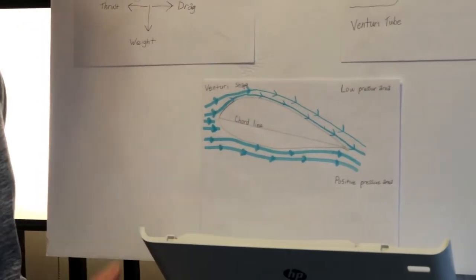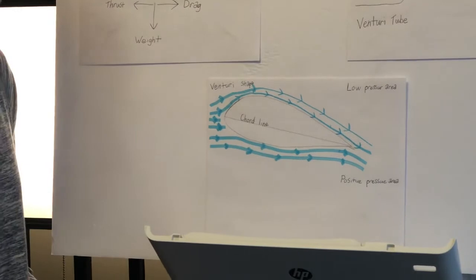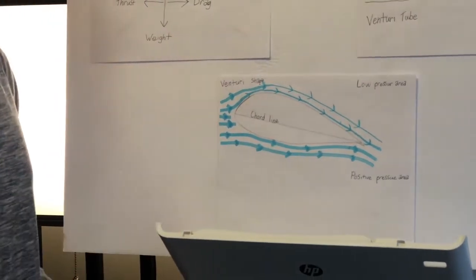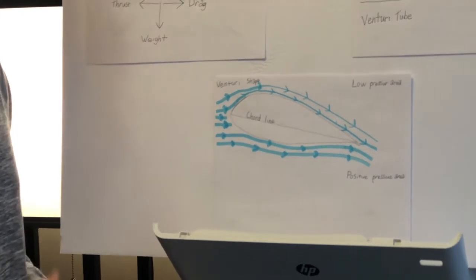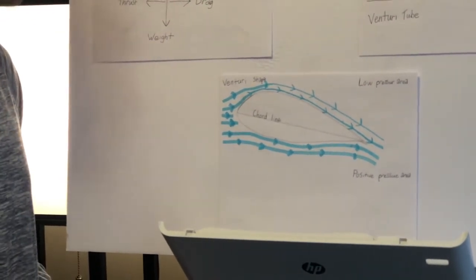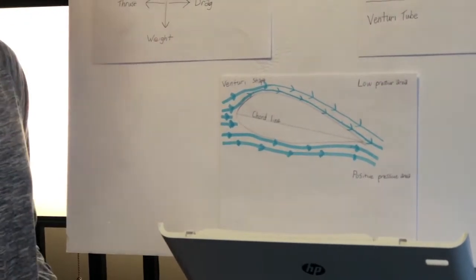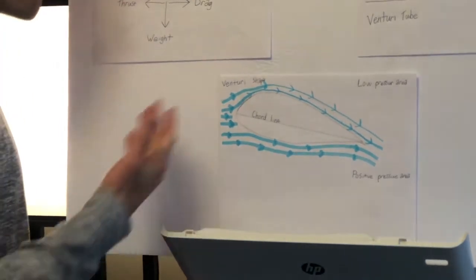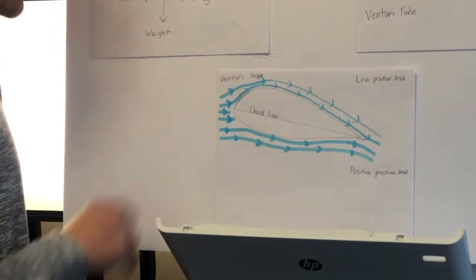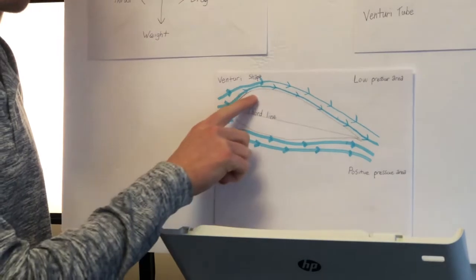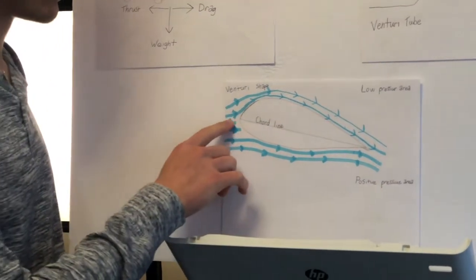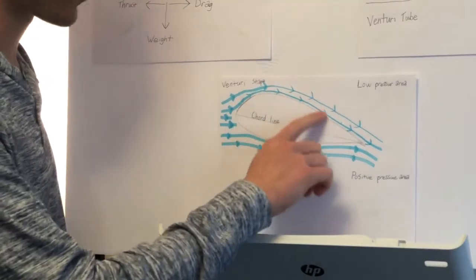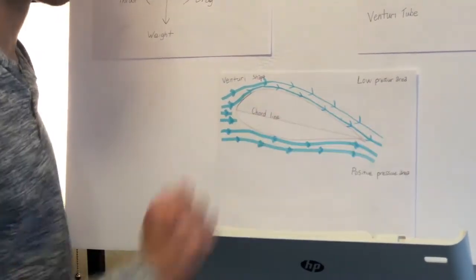There's also a chord line, an imaginary line from the leading edge of an airfoil to the trailing edge of an airfoil. And that comes in later when we start talking about relative wind. But when a fluid, such as air, goes over an airfoil, it hits this Venturi shape right here at the front and causes a lower pressure and higher speeds over the top of this wing. We call this a low pressure area.